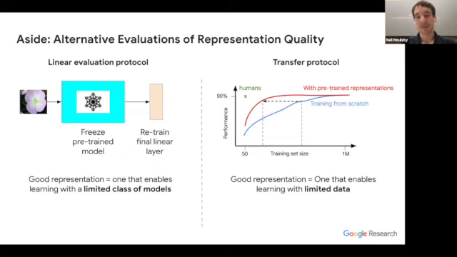The transfer protocol is related, but not the same. Here, we're not limiting the class of models, but we're limiting the data. Of course, the more data one gets, the better performance one gets with machine learning, and especially with deep learning. But we want the pre-trained representations to push back the point at which the model can perform well to very few data points. So a good representation is defined as one that enables learning with limited data. And as I said at the start, this will be the focus of most of the work that we do.